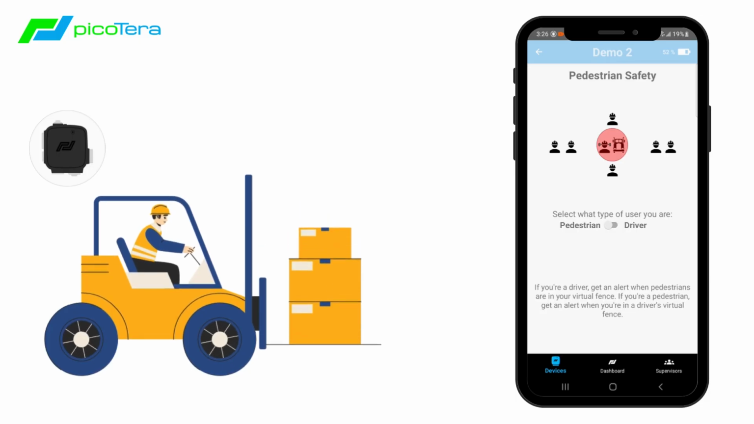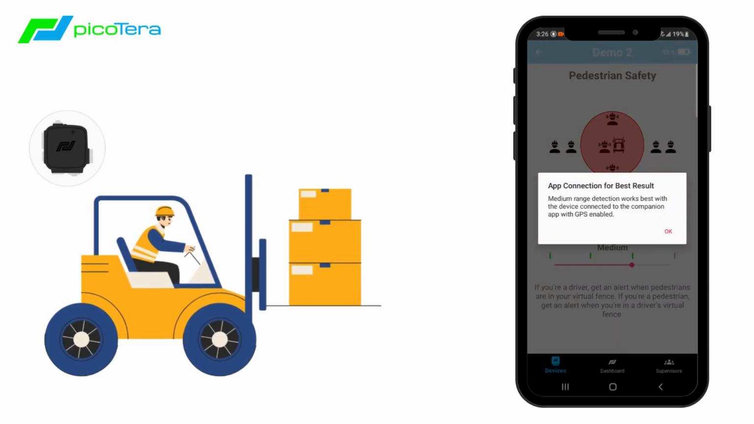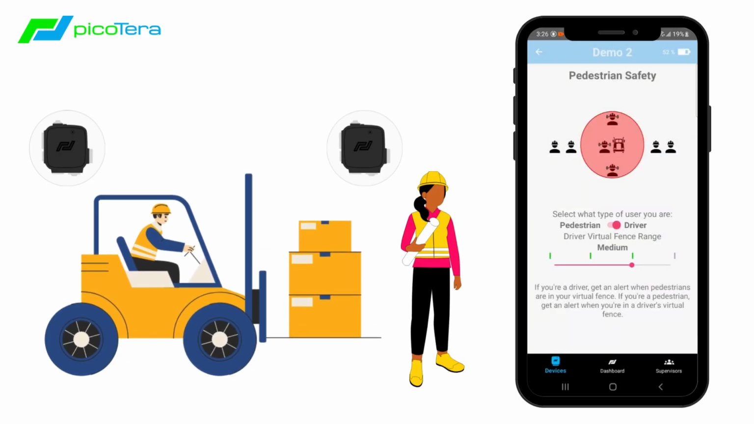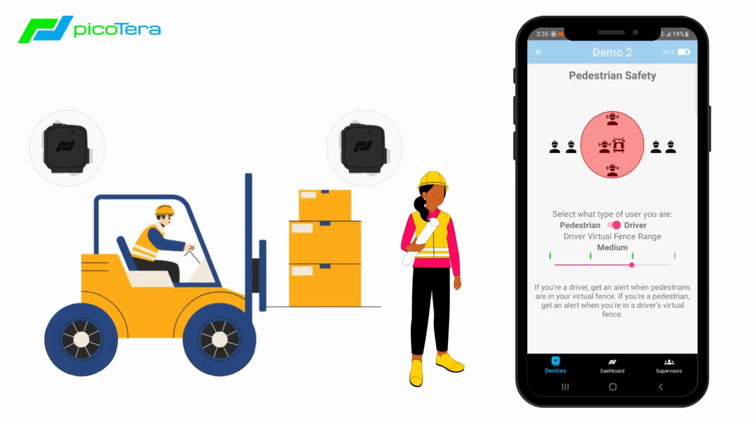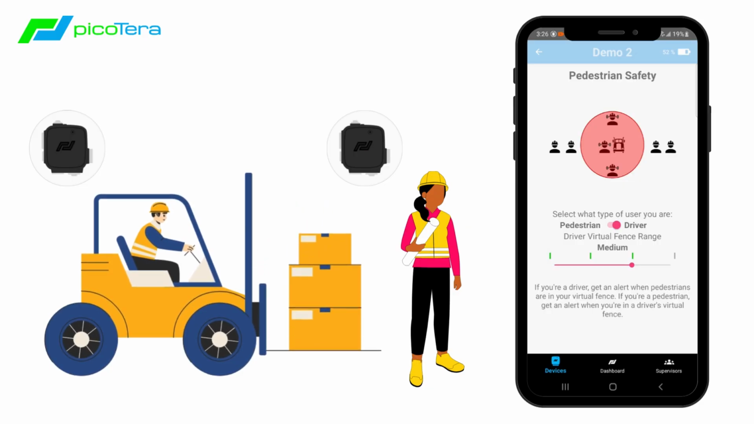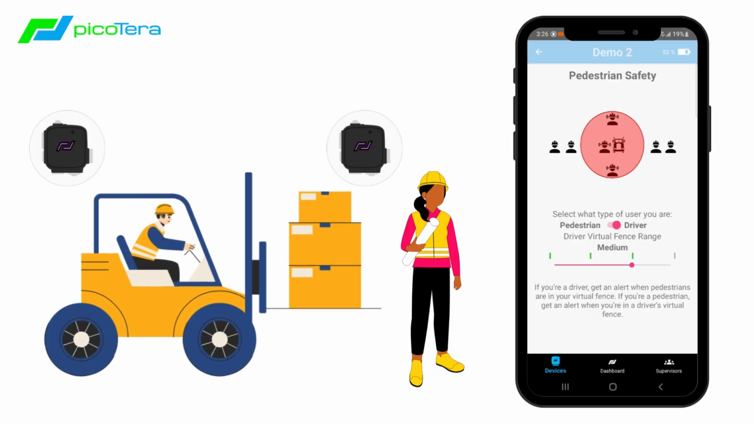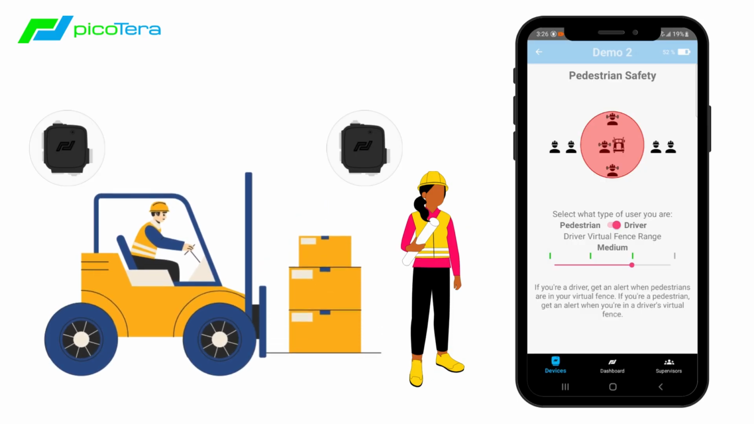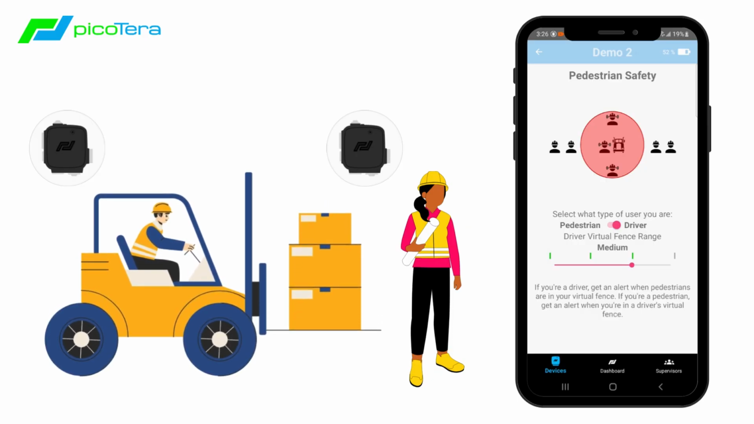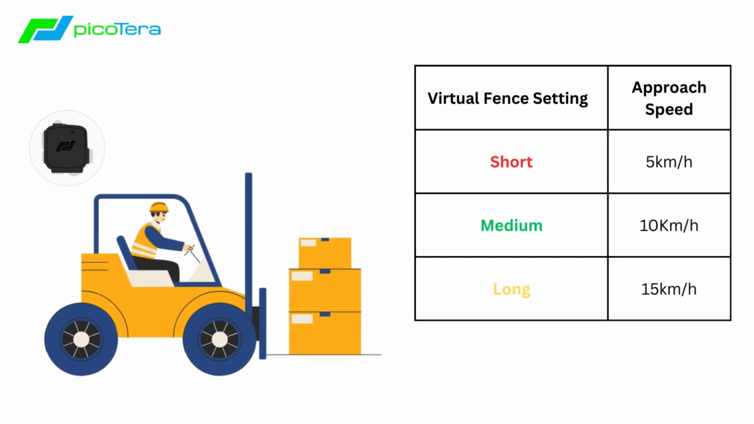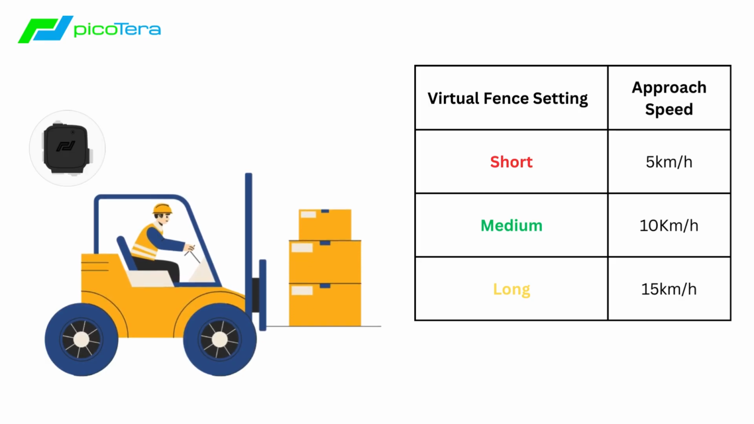The intensity of notifications depends on the driver's fence setting, as well as the distance and speed between the driver and pedestrian. If a pedestrian enters the virtual fence, both the driver and pedestrian will receive a voiceover notification, an alarm notification, and blinking LED lights on the Pico link. These notifications will stop once the pedestrian exits the virtual fence. The supported speeds of approach are shown on screen. Please refer to the manual for the most up-to-date information.